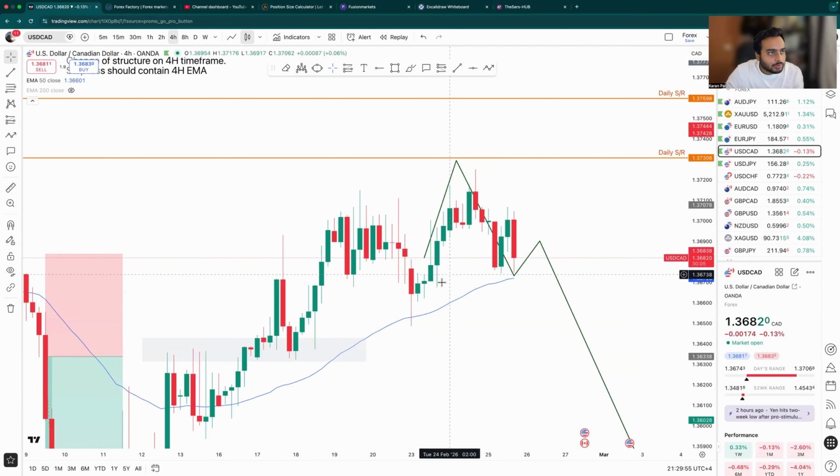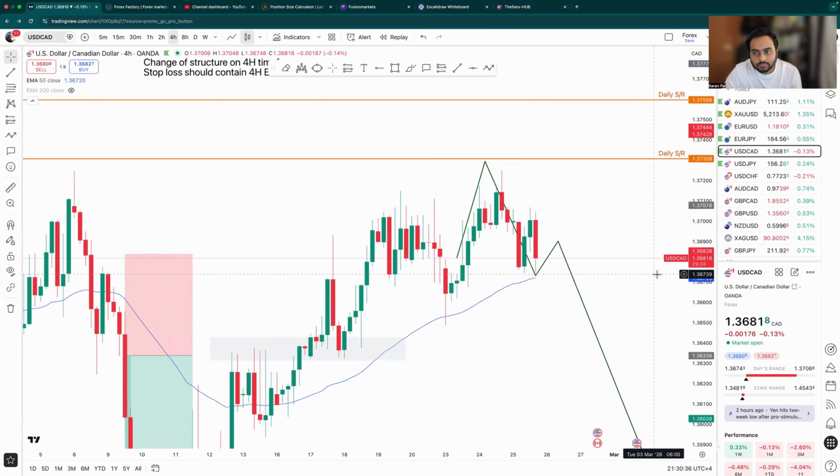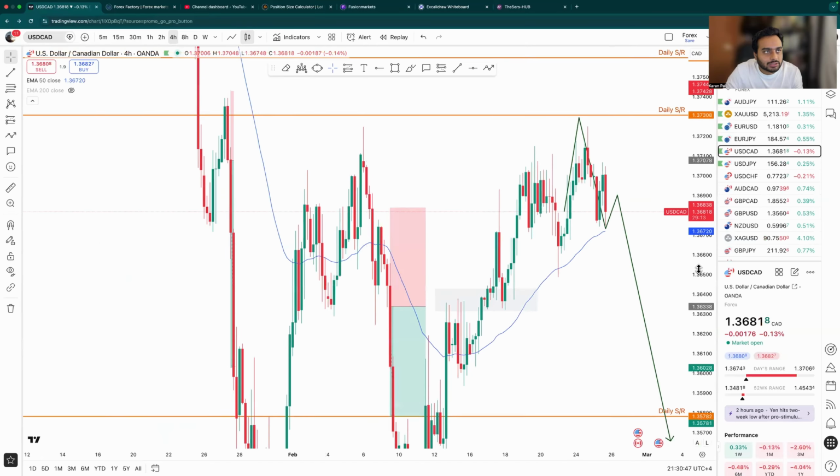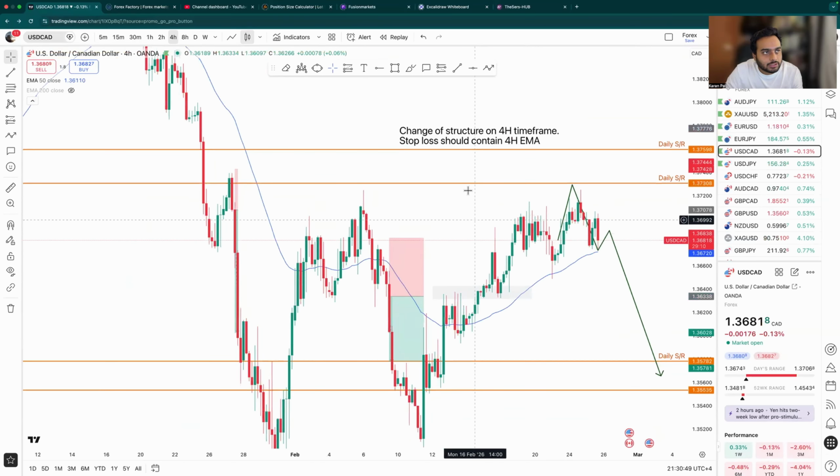Is this price action bullish or bearish? All right, it's bearish. Now, if I want to enter this trade, how would I enter? There are a few confluences I've added, which is change of structure on the 4 hour time frame. Stop loss should contain the 4 hour EMA.